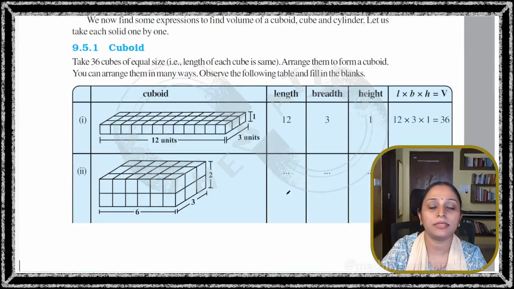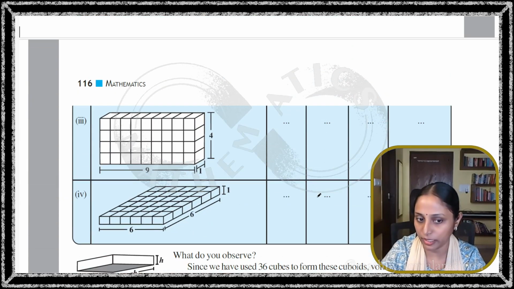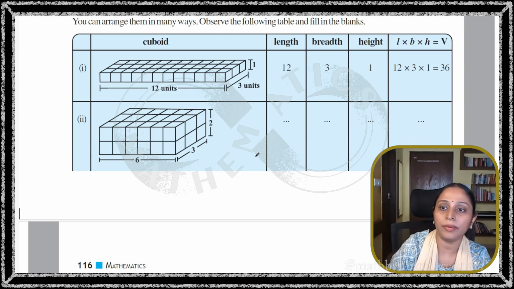So in the first question, they're asking us to take 36 cubes of equal size. Let us say they're unit cubes, and in how many ways can you arrange them? They want us to fill in this table. They have given 4 different ways of arranging them in order to get a cuboid, right? So they want us to write the length, breadth and height here.